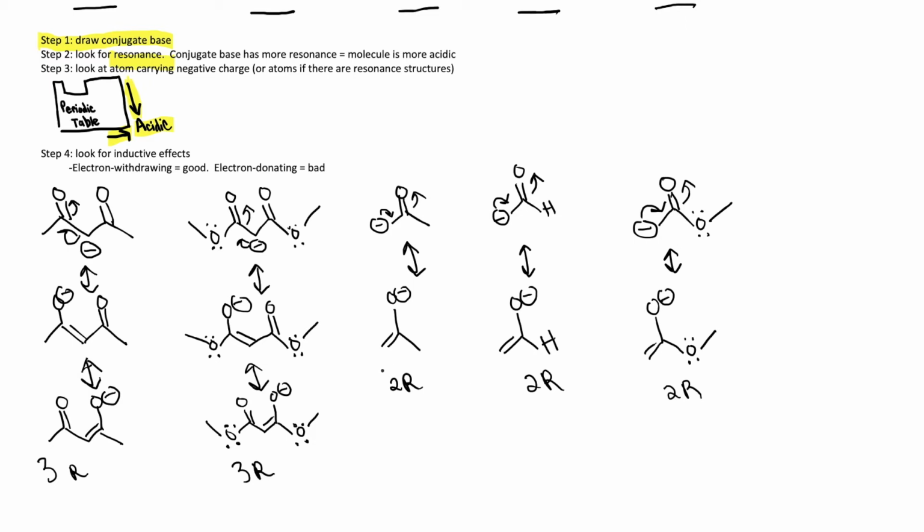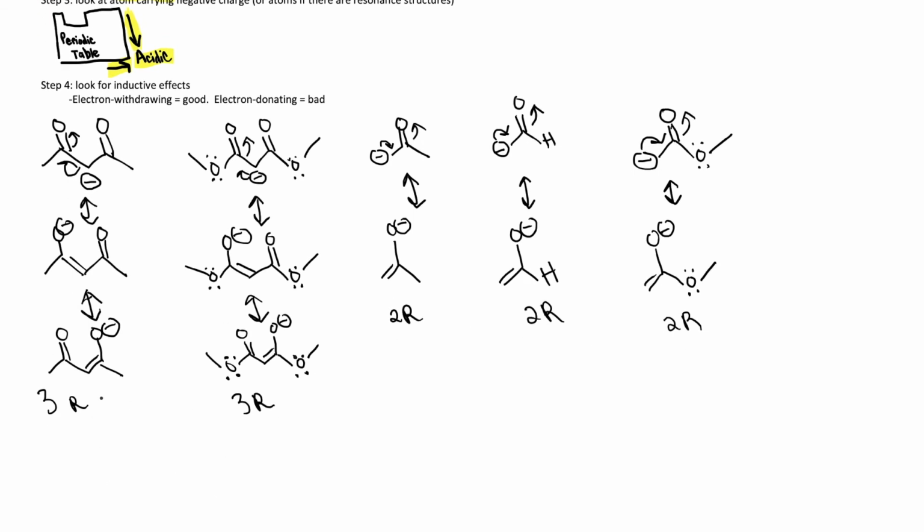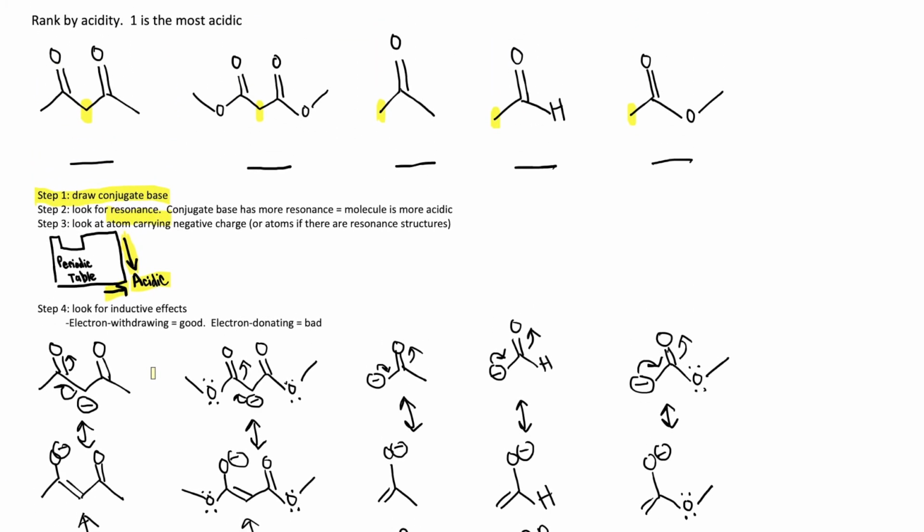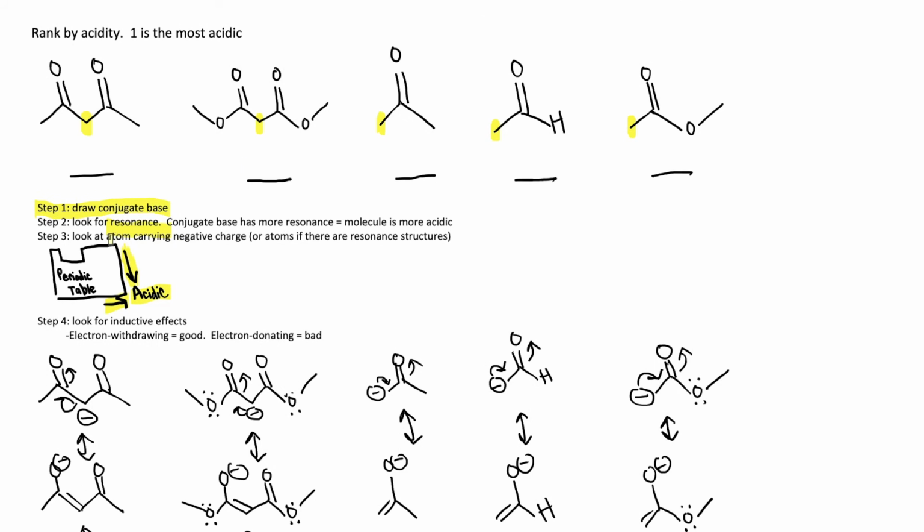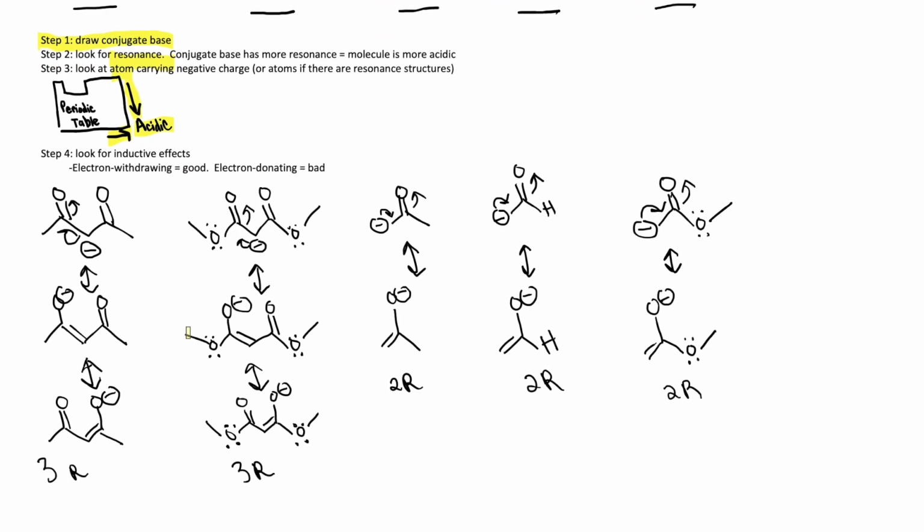So I'm going to say that these two are going to be our top ones. They're going to be 1 and 2, and these are going to be 3, 4, and 5. Now we can move on to our other acidity rules. The next rule for ranking by acidity is to look at the atom or atoms carrying the negative charge, because atoms going down and to the right on the periodic table carry negative charge better since they're both more electronegative and larger. So let's look at all these atoms.